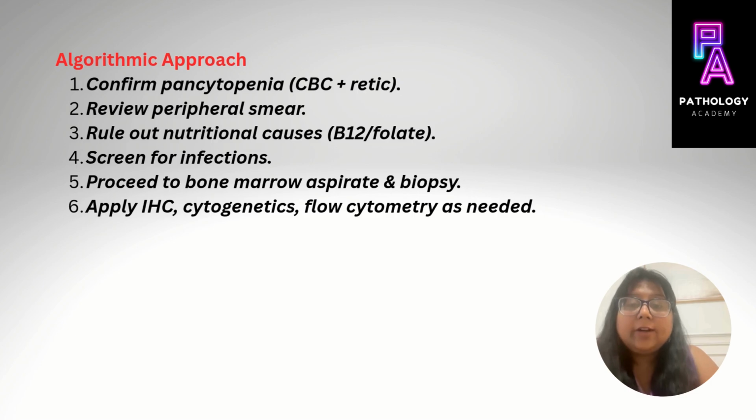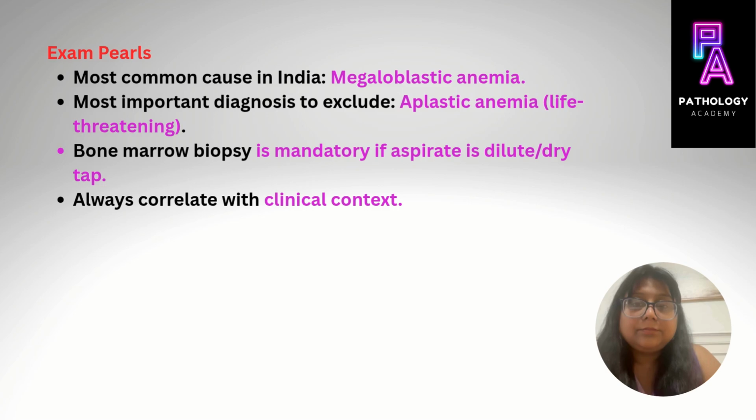Here I have given the algorithmic approach. First of all, confirm pancytopenia by complete blood counts, where you will see reduction in RBC, WBC and platelet series. Always complement it with the reticulocyte count, which is generally reduced in cases of pancytopenia. Review peripheral smear, rule out nutritional causes, do a vitamin B12 or folate assay, screen for infections, proceed to bone marrow aspirate and biopsy, and apply IHC, cytogenetics, flow cytometry as needed.